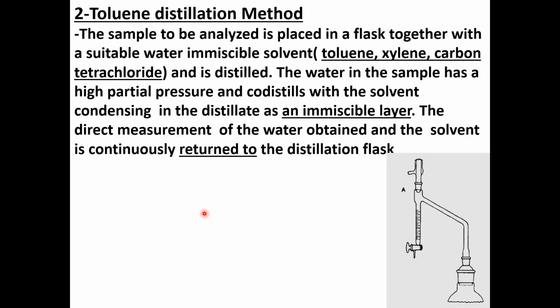Toluene distillation method. In this case we take a known amount of the drug with water and mix it with a water immiscible solvent such as toluene, xylene or carbon tetrachloride, and make distillation. Water in the sample will co-distill with the solvent, and it will condense and form a separate layer which can be measured.